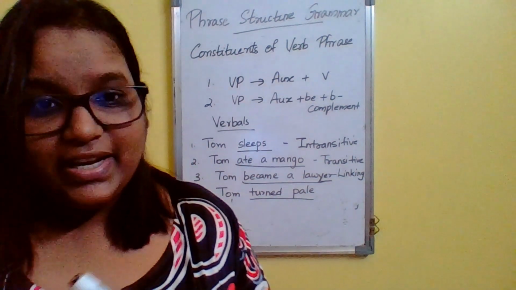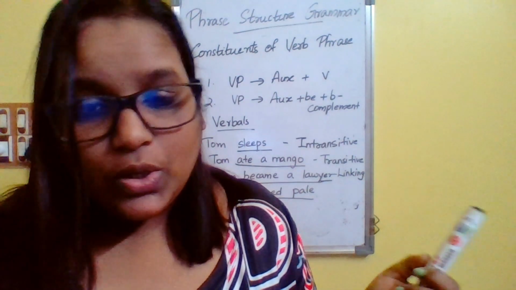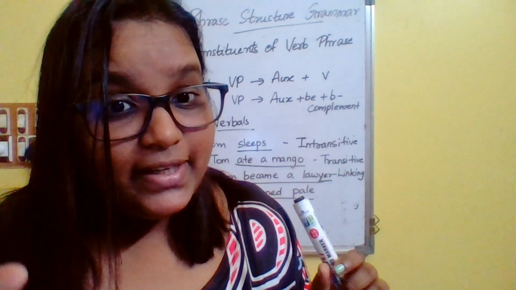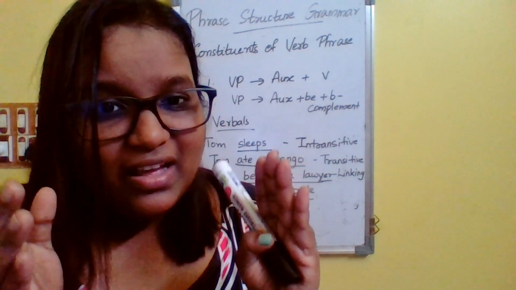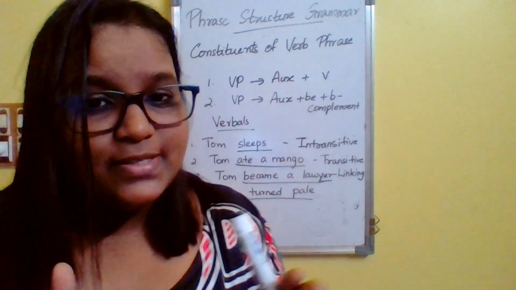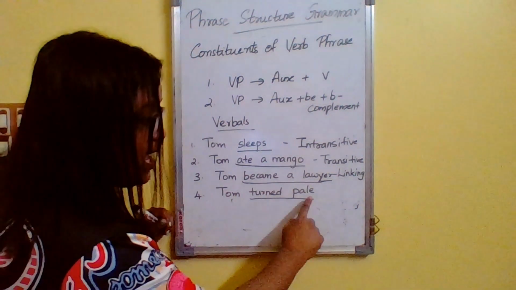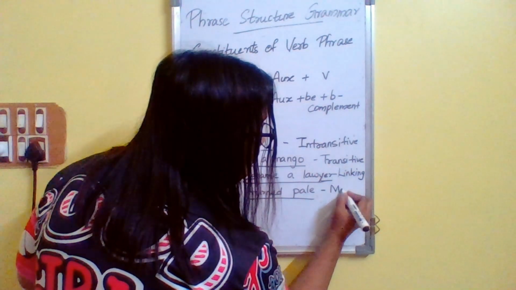And the final one, Tom turned. But what did he turn into? So, Tom turned pale. So turned is actually called a middle verb. It mediates between the subject and the adjective. So that is called a middle verb.